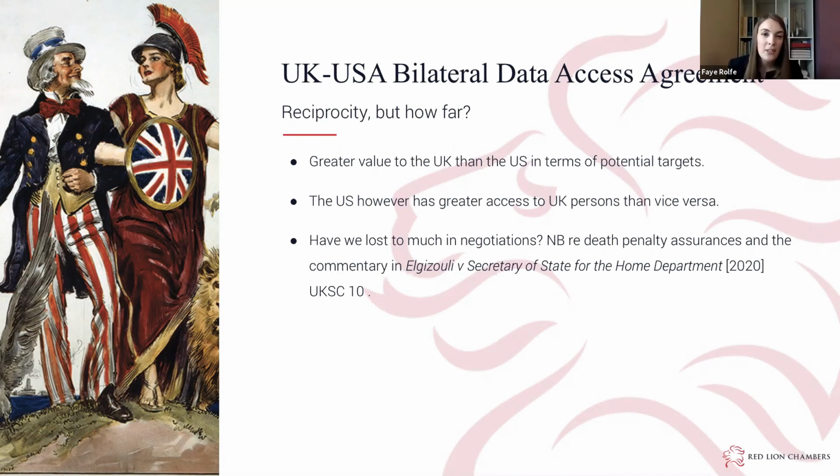However, the US has greater access to UK persons than we have to theirs, and that's because of EU law and how it prohibits discrimination between citizens of different member states within the EU. So we couldn't introduce into the agreement a prohibition on targeting UK persons without also prohibiting any targeting of EU persons from other states. And that would have made it a totally pointless treaty for the US, and of course that's therefore not made its way into it.